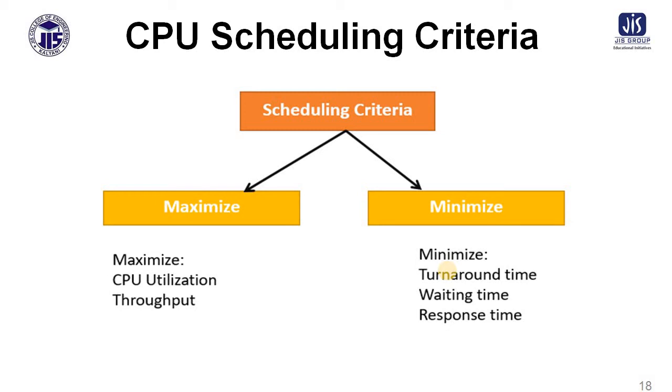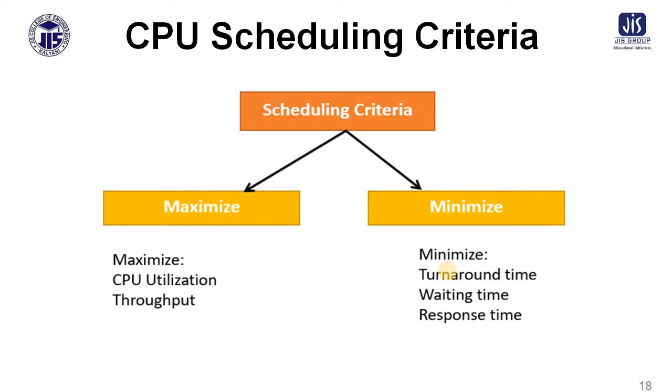These are the 2 points we have to remember. And in case of minimization, that is the turnaround time, waiting time, and the response time. These are the 5 CPU scheduling criteria we have learned throughout this chapter. So the first CPU scheduling criterion is the CPU utilization. Next one is the throughput. Third is the turnaround time. Fourth is the waiting time, and the 5th is the response time.